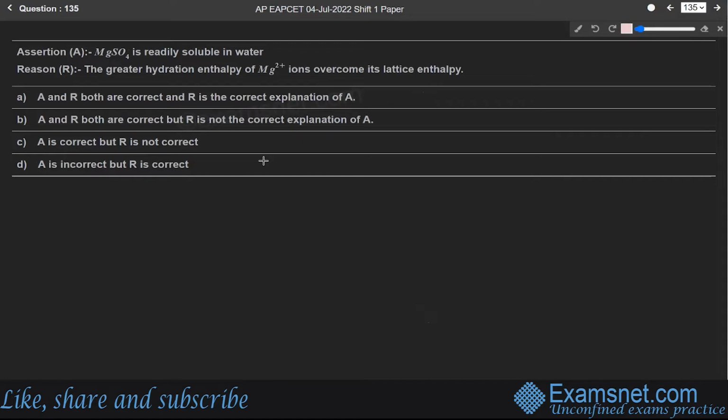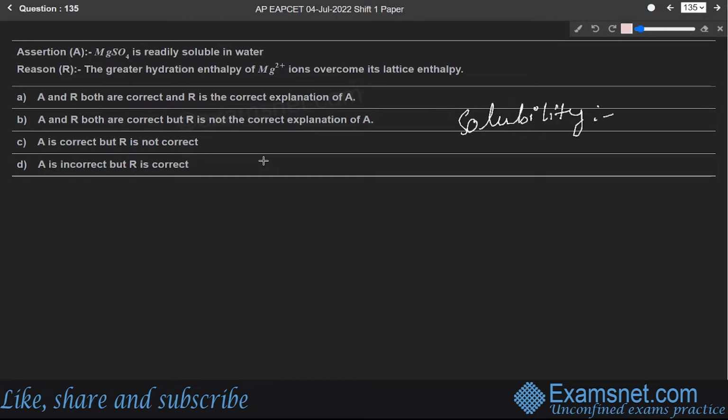The question states: MgSO4 is readily soluble in water. The greater hydration enthalpy of the Mg2+ ion overcomes its lattice enthalpy, right? This question belongs to the solubility part of the S block. Again, S block carries good weightage. So any question of solubility comes. I bet in the whole YouTube, nobody would have told you this kind of trick.